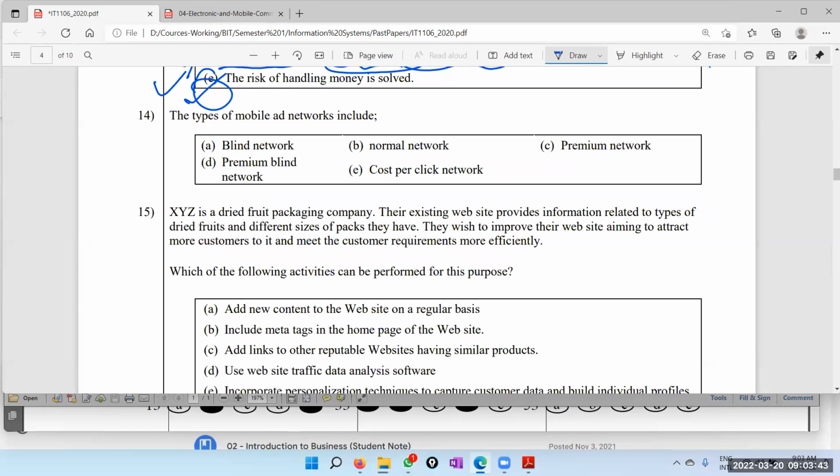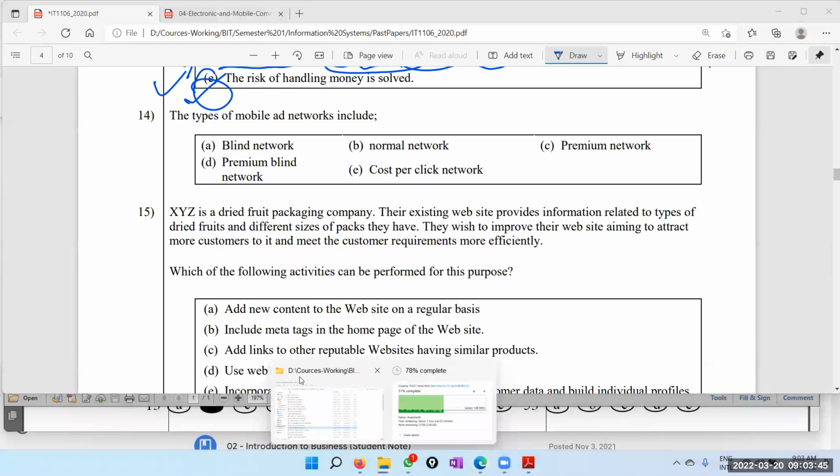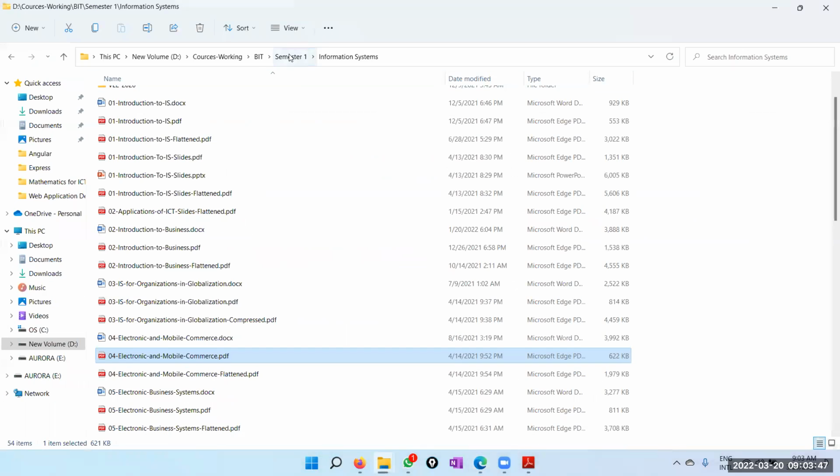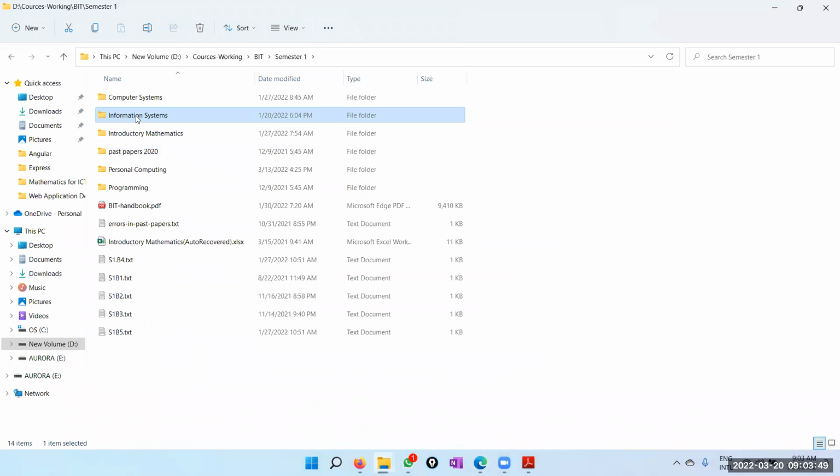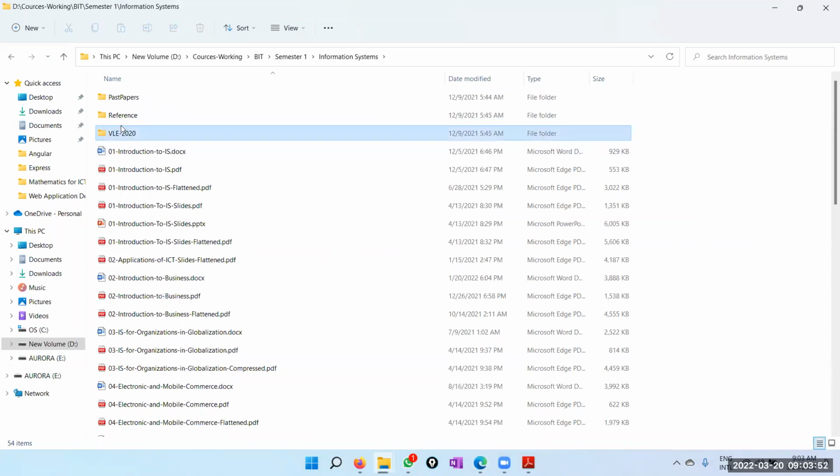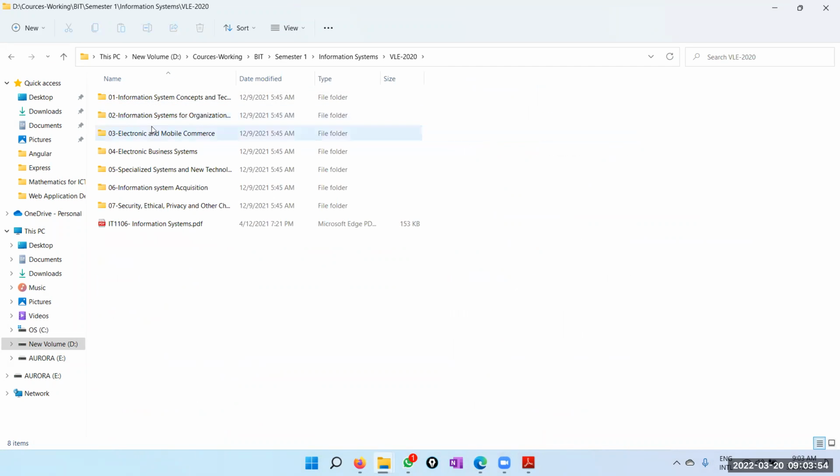These things are mentioned in your note, I think. The blind networks and other things. So let's see whether it's in your VLE note. So you have to refer to the VLE note. Okay, our note plus VLE note. And when exams are nearing, go more into the VLE note, the university note, right?